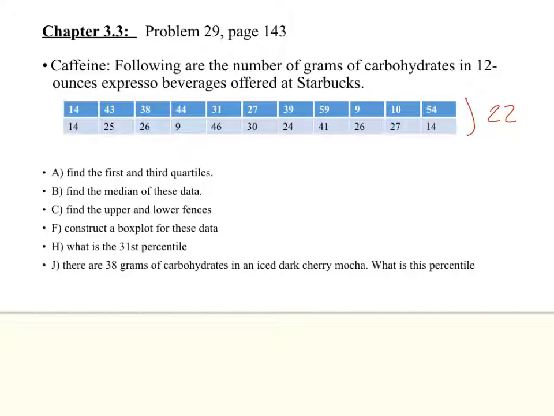What is the 31st percentile? And the last one is there are 38 grams of carbohydrates in an iced dark cherry mocha. What is the percentile? So some of these, I've just taken some of the questions out of this problem just to show you how to do them. You may want to work the rest of the problem, number 29, to make sure you have the ideas.